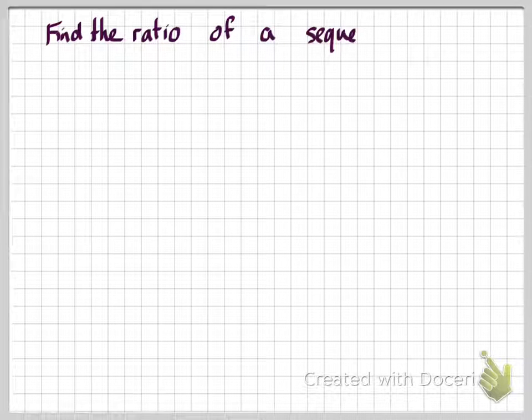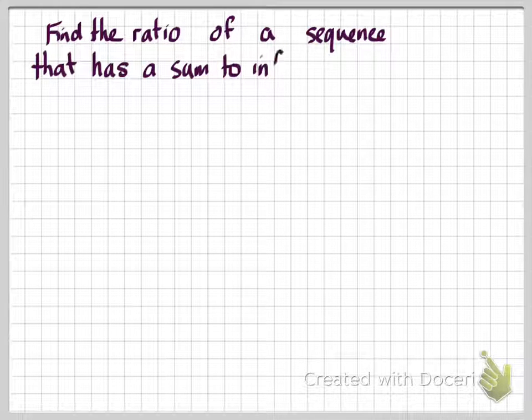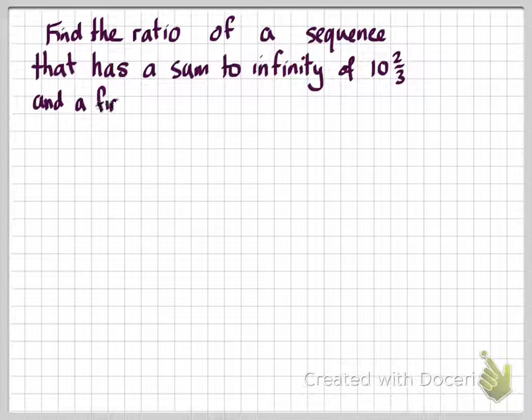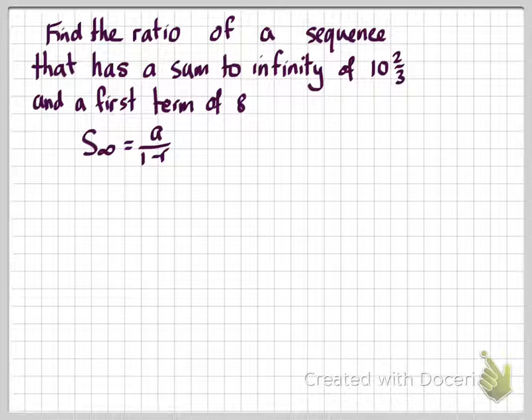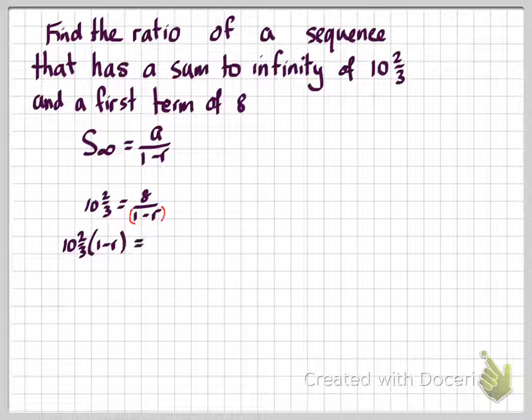We can also find the ratio by using the same formula if we have other information. So here we've got the sum to infinity is 10 and 2/3, and the first term is 8. So sum to infinity, a over 1 minus r. 10 and 2/3 is 8 over 1 minus r. So that's in brackets. Multiply that out to the left hand side: 10 and 2/3 times 1 minus r. Instead of expanding out the brackets, just divide the 10 and 2/3 to the other side.